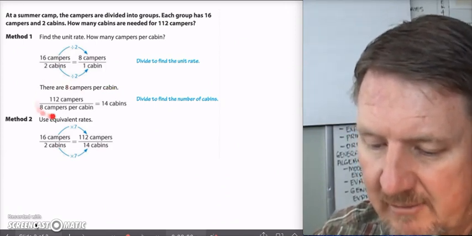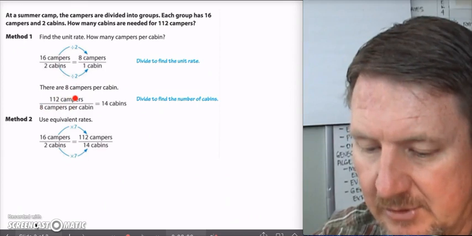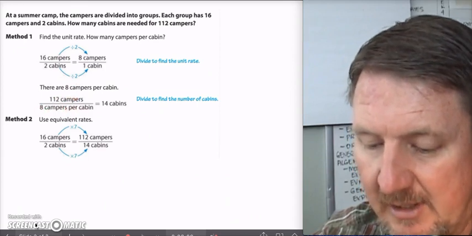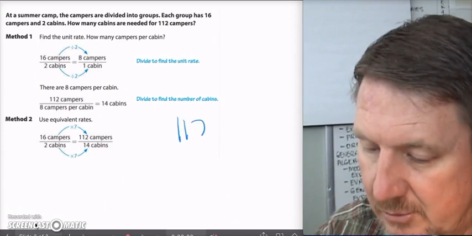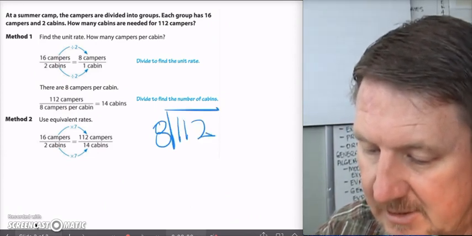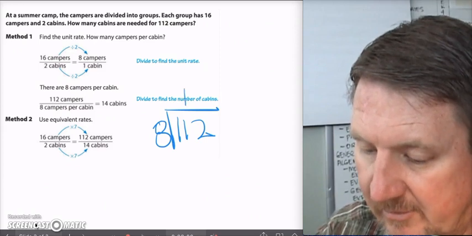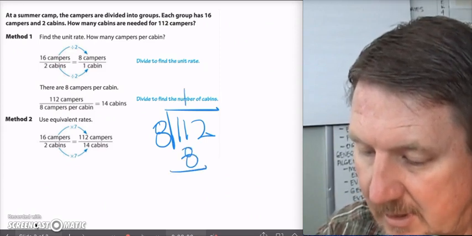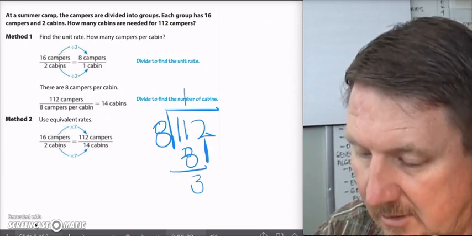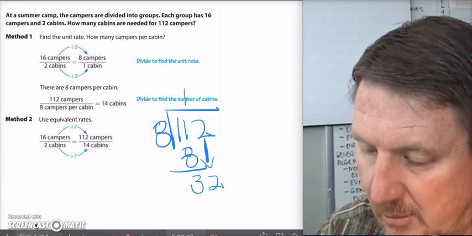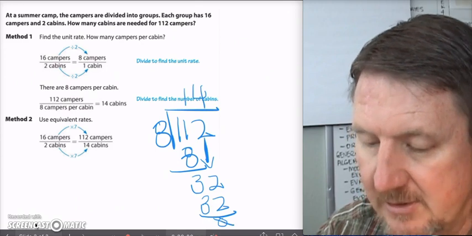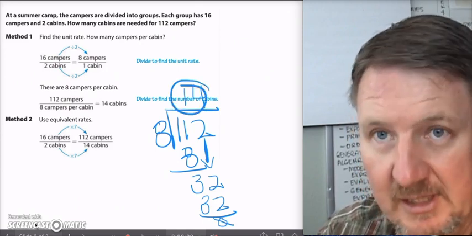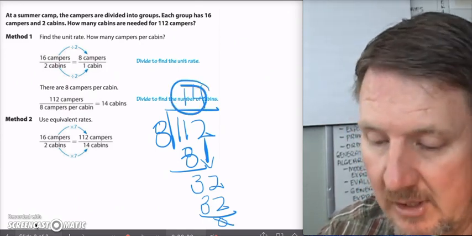So it says here, if I want 112 campers and I have 8 campers per cabin, then I just divide. All right, and I'll show you. I would divide 112 by 8. All right, 8 will go into 11 1 time. That's 8. And that would be 3. Bring down the 2. 8 will go into 32 14 times. Okay? So you get 14 cabins needed for 112 campers.